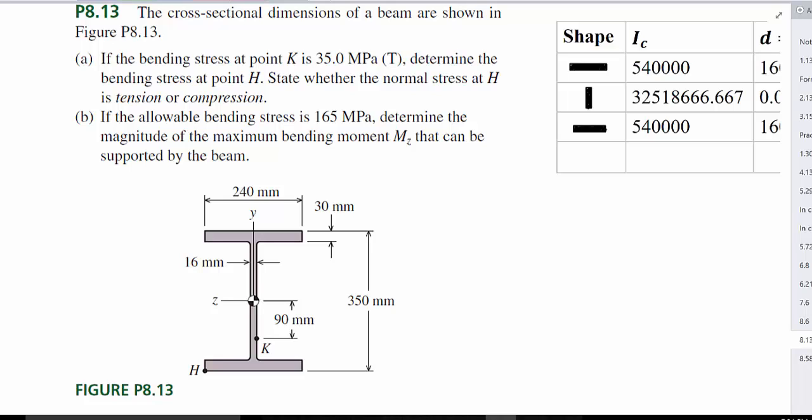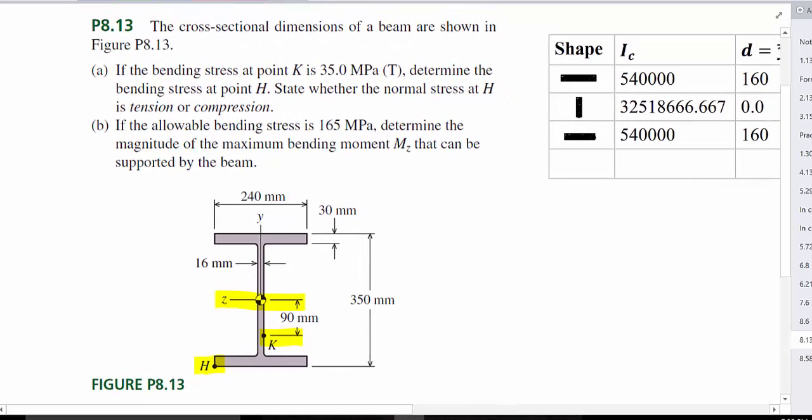So part A says if the bending stress at point K is given, determine the bending stress at point H. Looking at our diagram here, K is 90 millimeters away from our neutral axis, and H is this other distance here, right? So what's that, 175. We'll say this distance here is 175 millimeters.